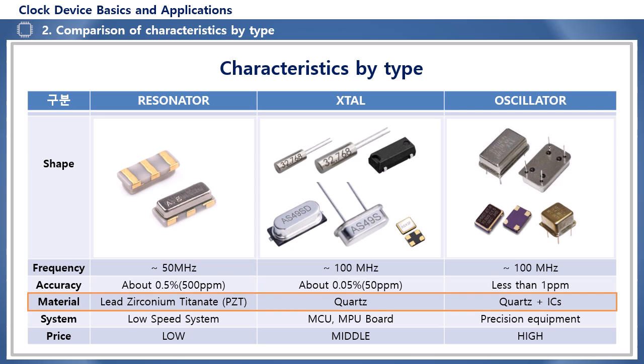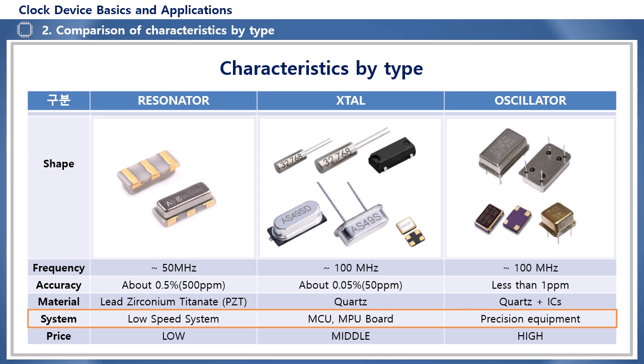The resonator uses a thin film piezo using lead zirconium titanate, and the crystal oscillator uses a crystal. The oscillator is a structure that combines a crystal and an IC for temperature or voltage compensation or an oscillation circuit. Resonators are generally used in systems with low speeds or no external communication interfaces, while crystals are applied to most embedded systems due to their stable oscillation frequency characteristics.